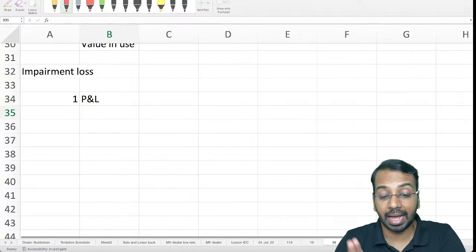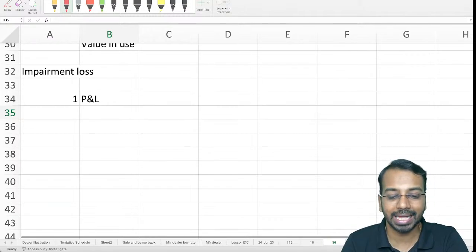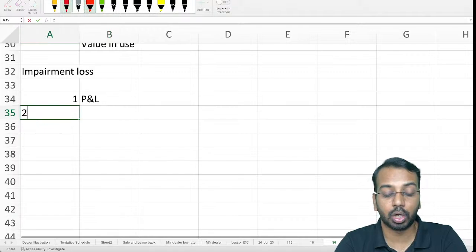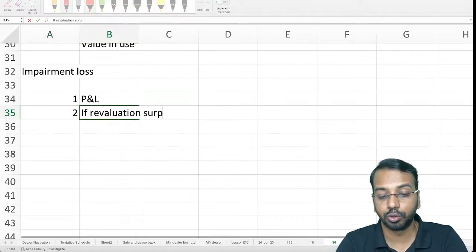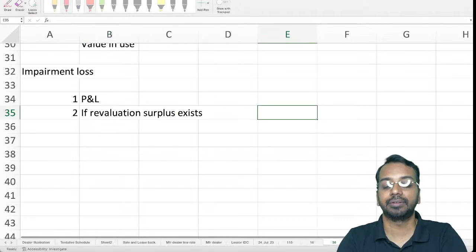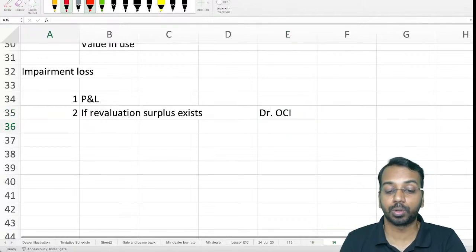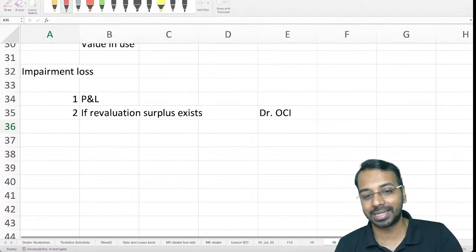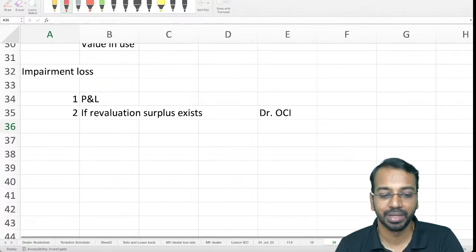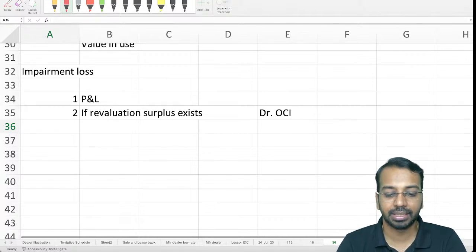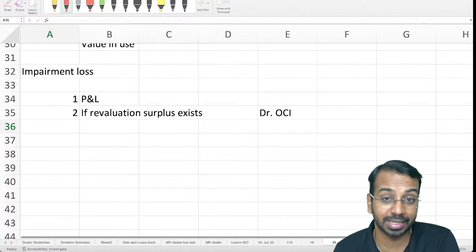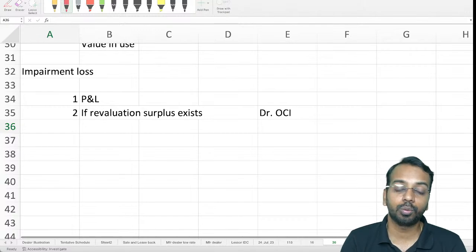But if the asset is under the revaluation model, or if revaluation surplus exists, then you will debit OCI or revaluation surplus. If revaluation surplus does not exist, then you will take it to P&L. Now one thing you have to keep in mind, it has to be asset specific. It is not that you will utilize the revaluation surplus of one asset for another asset. So if revaluation surplus for that asset exists, you will recognize it in the revaluation surplus. If revaluation surplus does not exist or is not sufficient, then you will take it to the P&L.